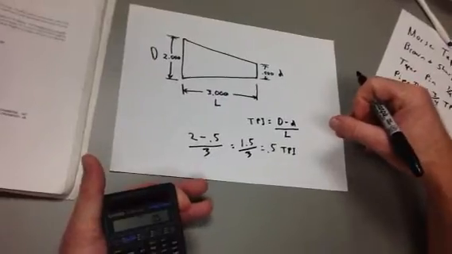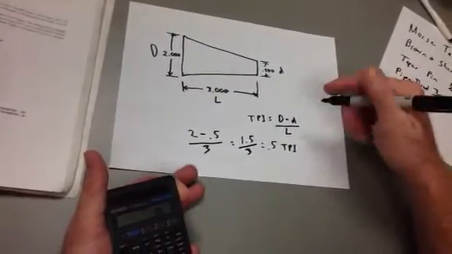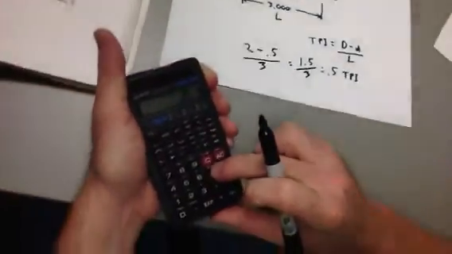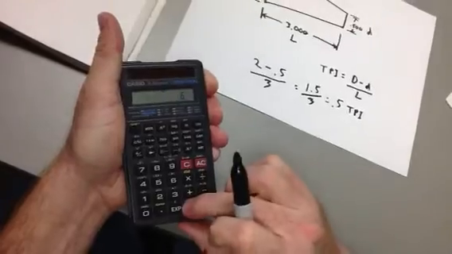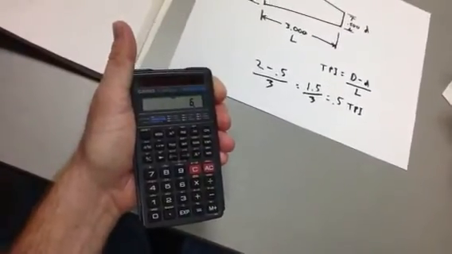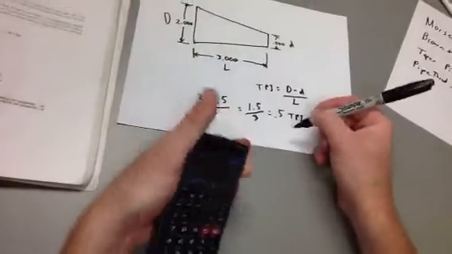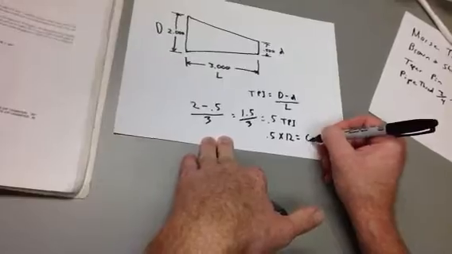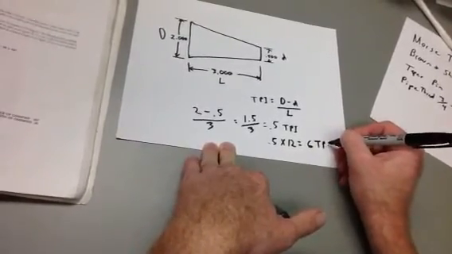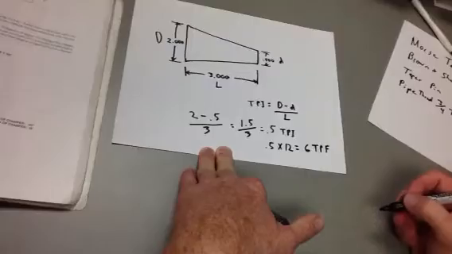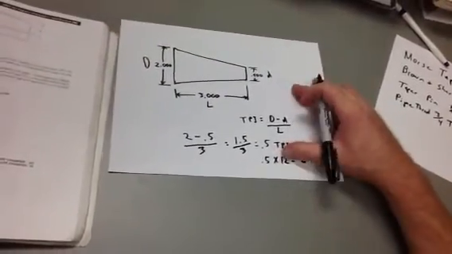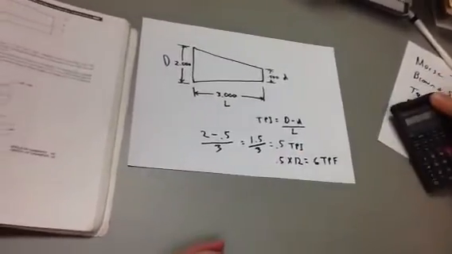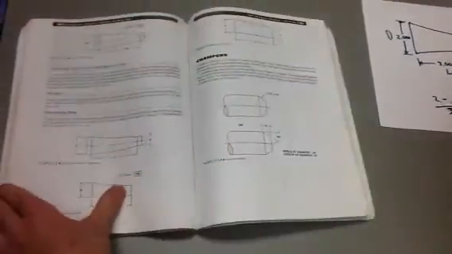Now, if you wanted to find taper per foot, you can take taper per inch times 12. So I could go 0.5 times 12 equals 6. That's 6 taper per foot. Okay. That is how we figure taper per inch and taper per foot. That's the way you're going to see most of your tapers called out.